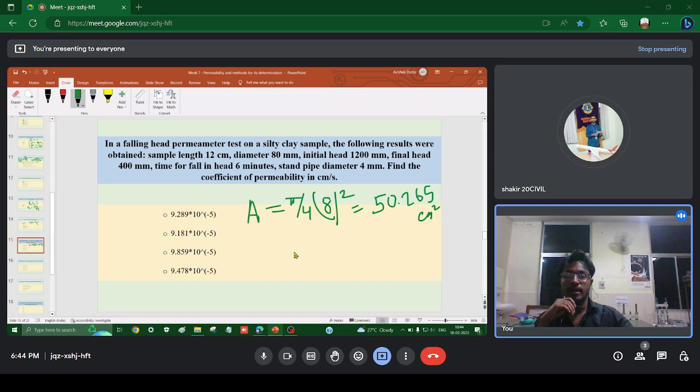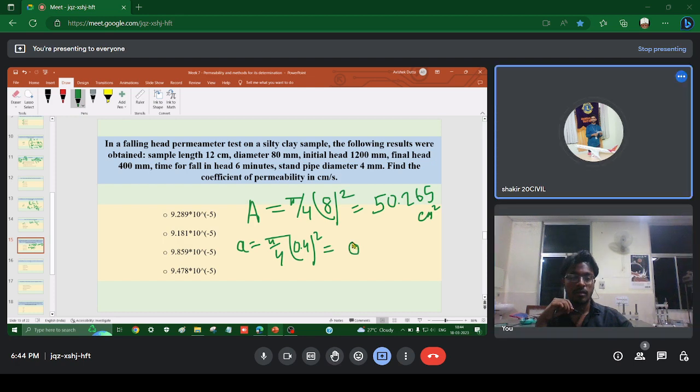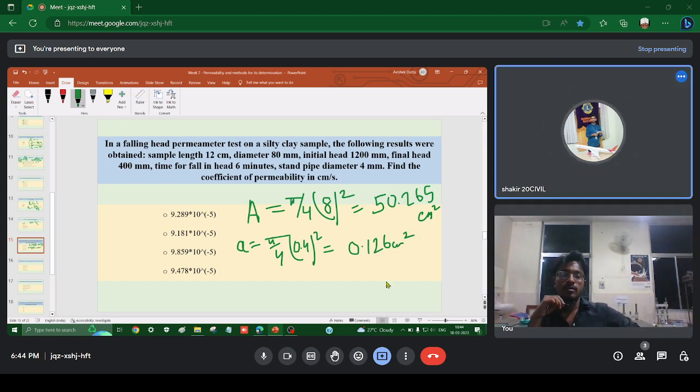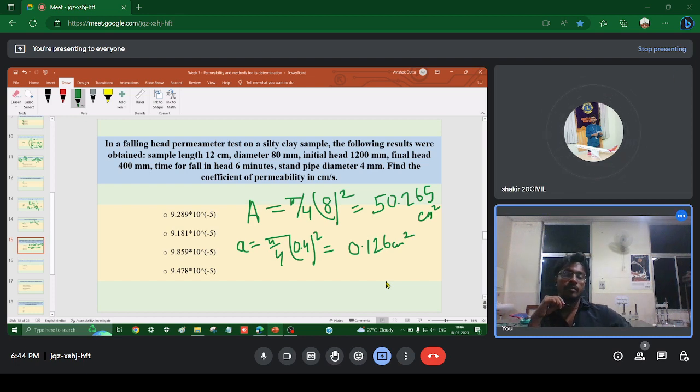And then you will find out the area of the standpipe, the cross sectional area, right? What is the cross sectional area? I believe it is 0.4 centimeter. Yes, 0.4 is the value. 0.126 centimeter squared. Have you got these values for the area of the sample and the standpipe?